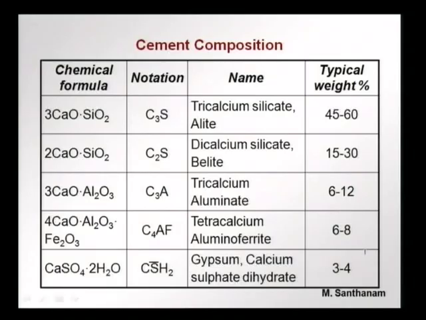Then we have gypsum, which is added to cement so that the setting is not too fast. So, gypsum is added during the processing of cement so that there is no quick setting of cement in the concrete, and this is needed because we need time to mix and to place the concrete. About 3 to 4% of gypsum is added, and this is the notation of gypsum in terms of cement chemistry.